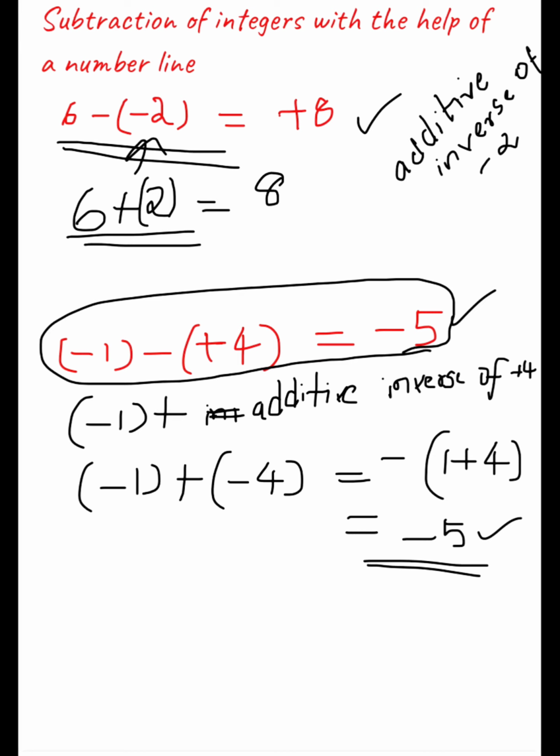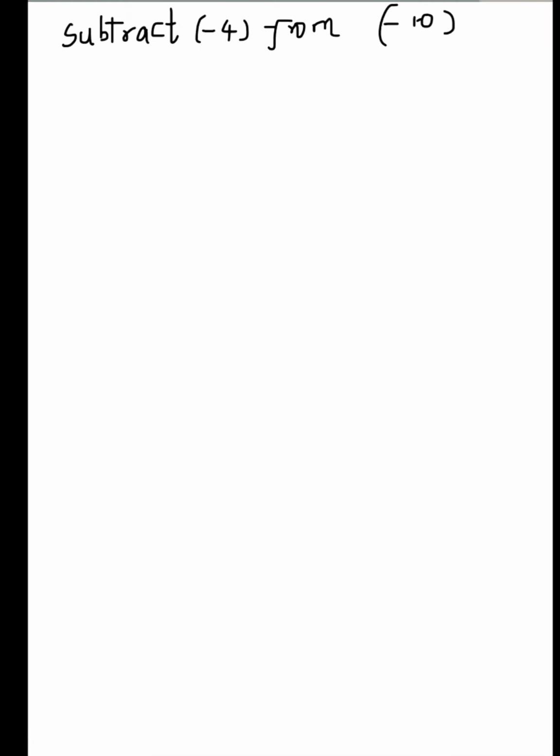Now let's see some more examples and see the subtraction of integers. So this is our next question, that is subtract minus 4 from minus 10. Now let's see how you can do subtraction without using number line. So you have to subtract minus 4 from minus 10. So first you have to write the number minus 10 and you are going to subtract minus 4 from minus 10. So you will be writing like this.